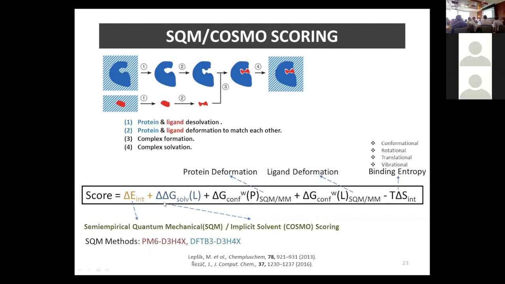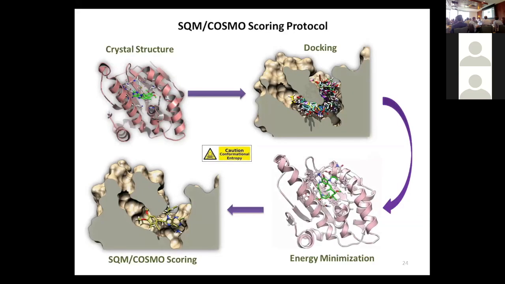The second term is the dissolution free energy, which is calculated using the Cosmo-implicit solvent force field. Then there are the terms for the protein deformation free energy, the ligand deformation free energy, and finally the entropy, the binding entropy, which has the conformational, rotational, translational, and vibrational components. However, because this term is very difficult and time-consuming to calculate, erroneously, as I will show you later, it has been neglected so far, and only the rest of the terms were used to calculate the score.